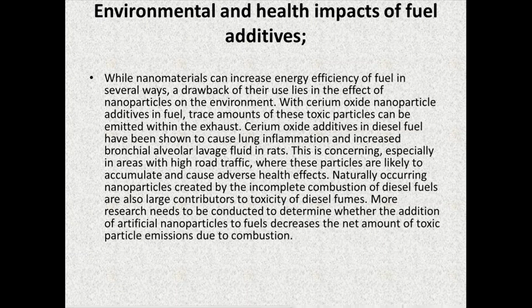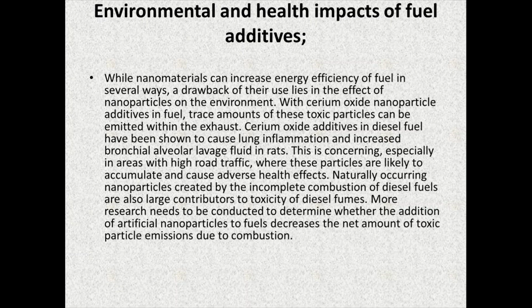Environmental and health impacts of fuel additives. While nanomaterials can increase energy efficiency of fuel in several ways, a drawback of their use lies in the effect of nanoparticles on the environment. With cerium oxide nanoparticle additives in fuel, trace amounts of these toxic particles can be emitted within the exhaust.